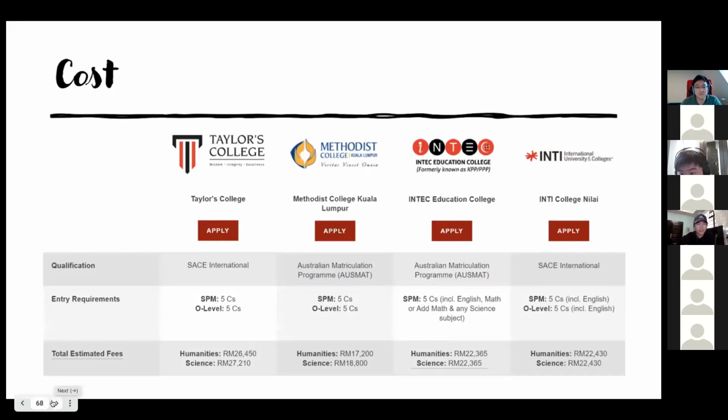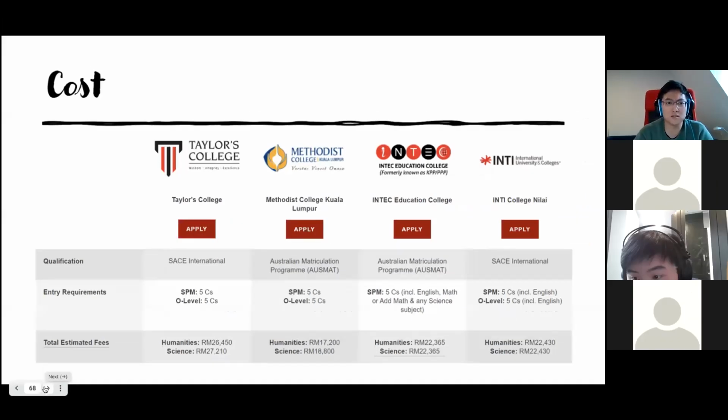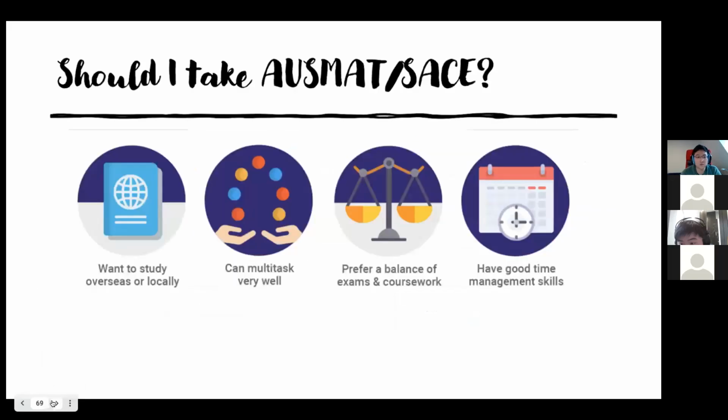But of course, I think Voon, you were on scholarship as well, right? Yep. And the cheapest is around 17K, if I'm not mistaken. It ranges up to 27K. Yeah. And let's move on.